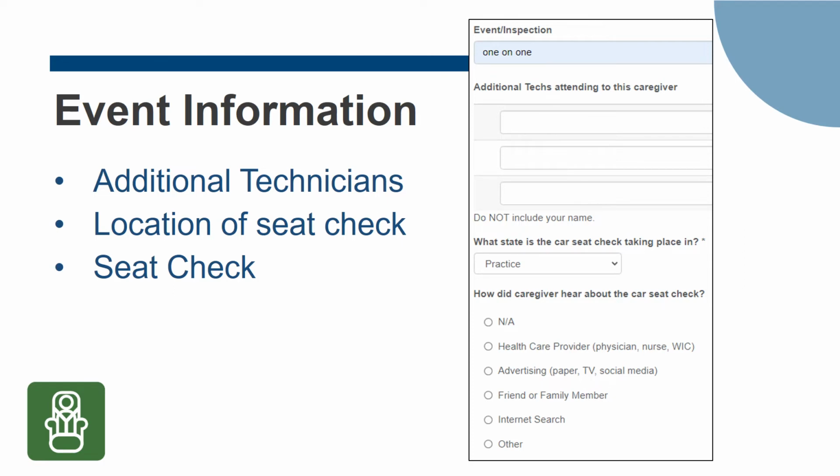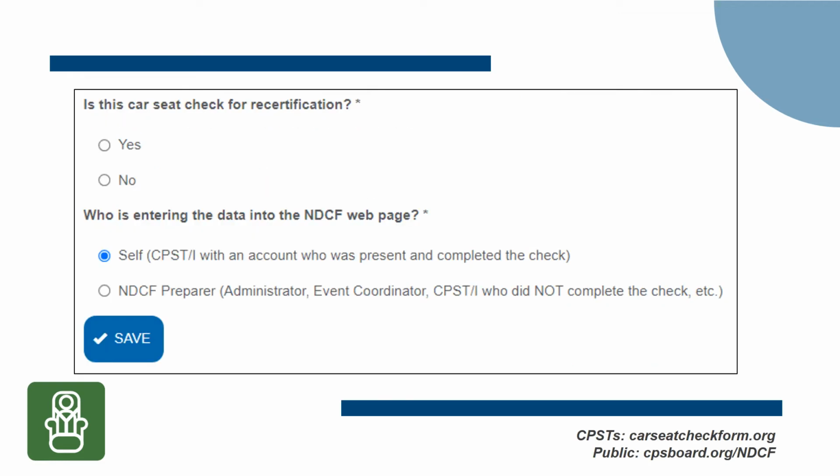Select the state from the drop-down menu in which the car seat check was taking place, and then document how the caregiver heard about the seat check. Next, you'll want to identify if the seat check is part of a recertification and who is responsible for doing the data entry into the web page.